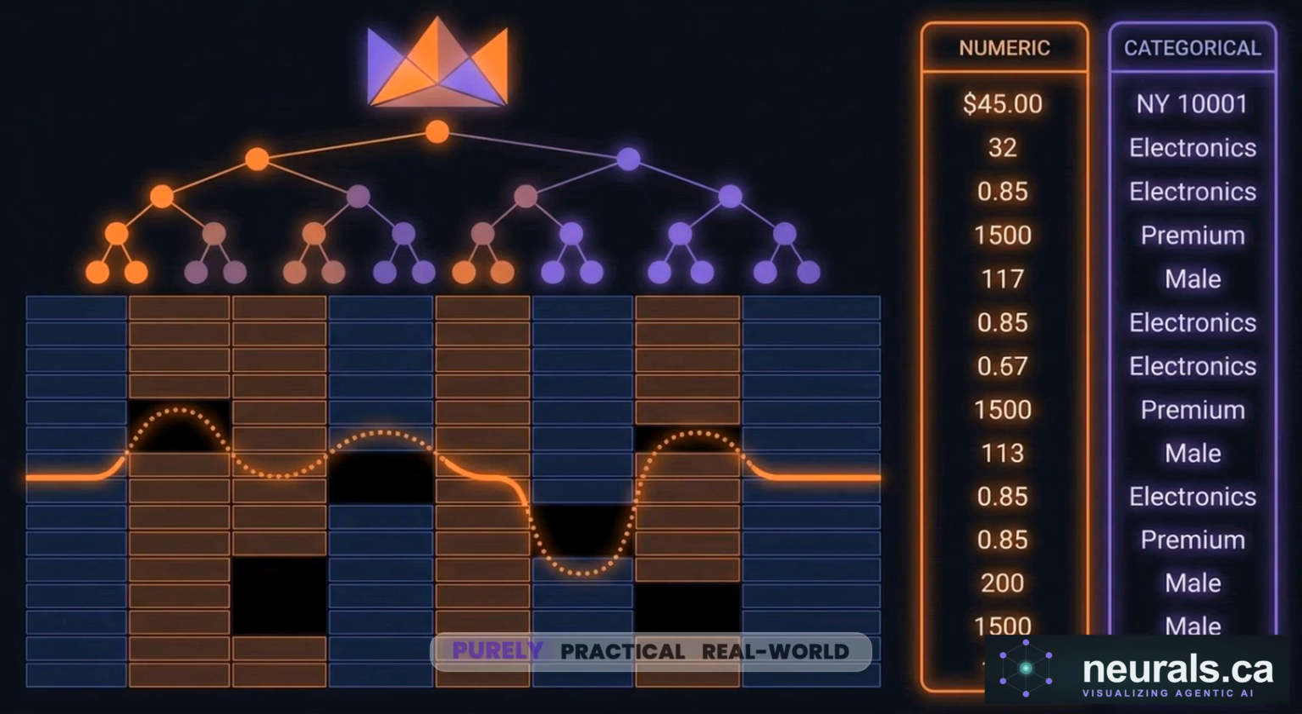Its first major deployment advantage is purely practical. Real-world datasets are full of holes. XGBoost handles missing data values natively, out of the box, without requiring you to build complex pre-processing pipelines to fill in the blanks. It also cleanly processes both numeric values, like price or age, and categorical features, like zip codes or product types, side by side in the exact same pass.